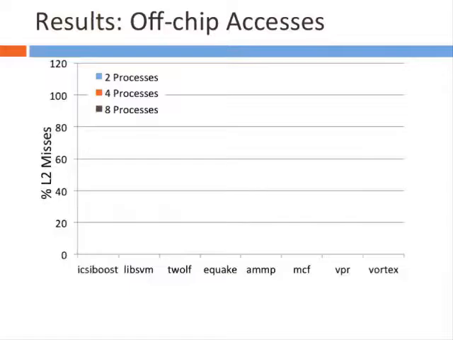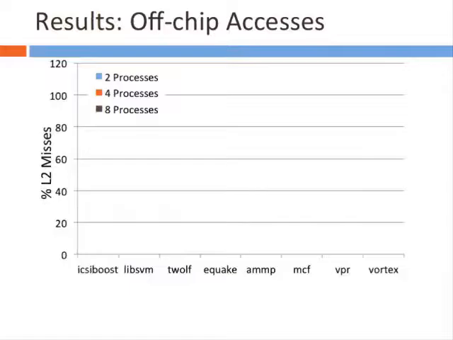So are we just overkill? Are we just redoing what the OS already does, and we should just throw this out? Clearly not. But just in case we have skeptics out there, we will show you that what we do does help. Okay, so the first one is off-chip accesses.